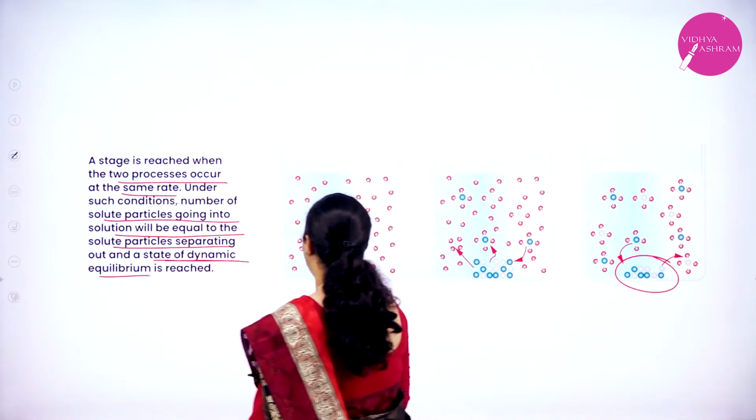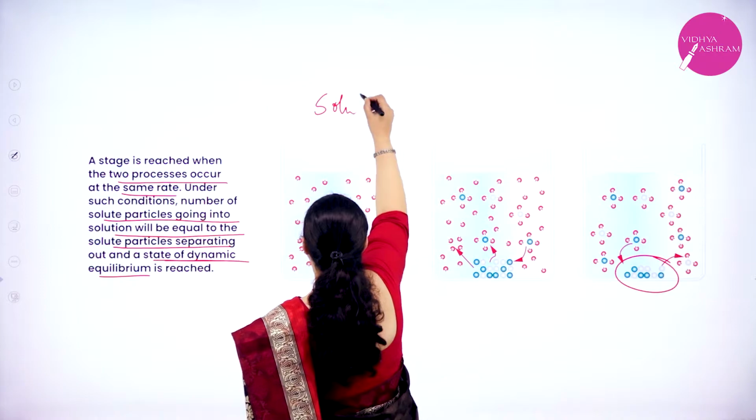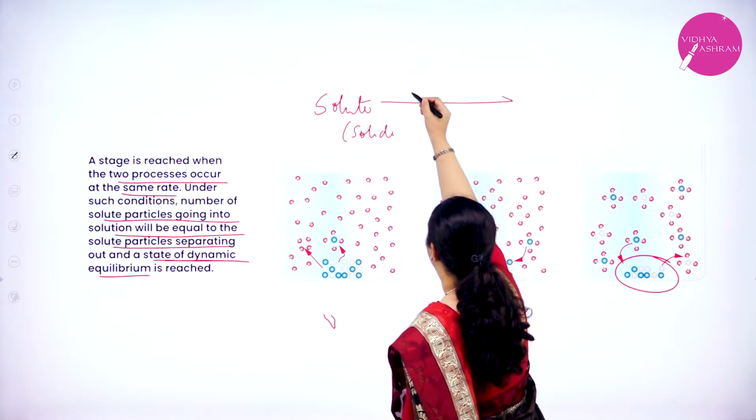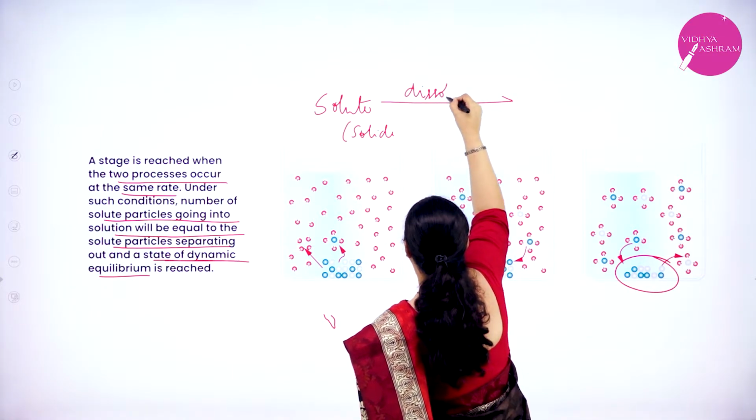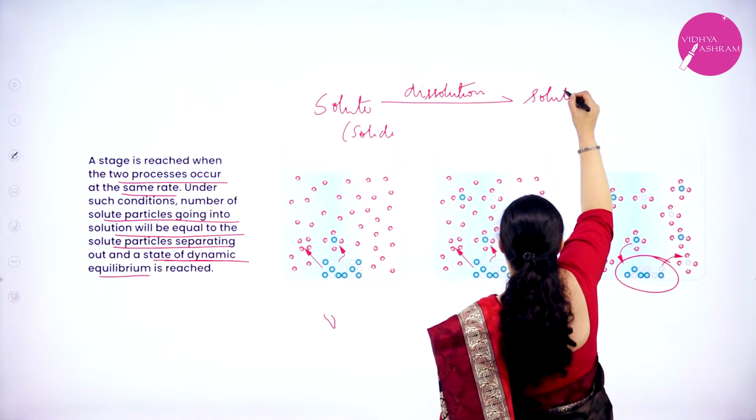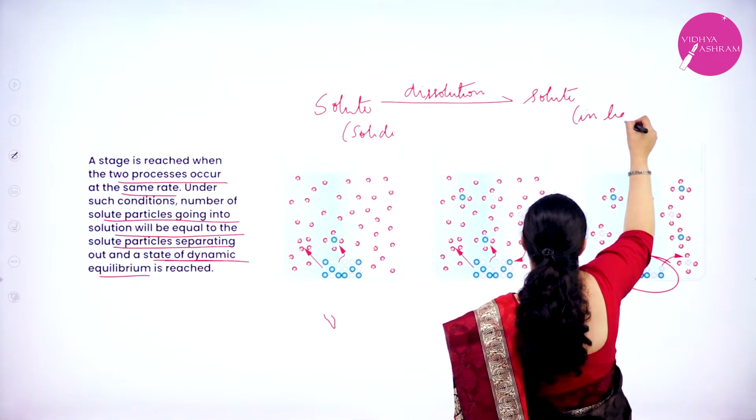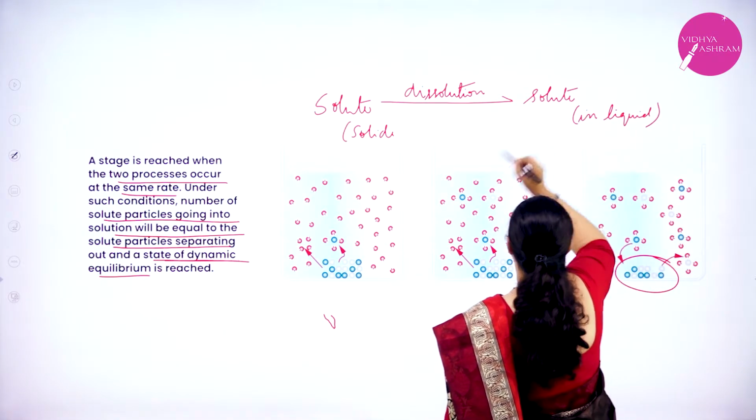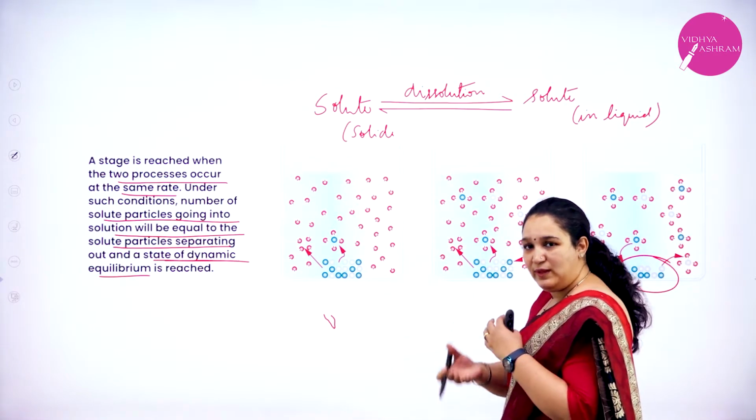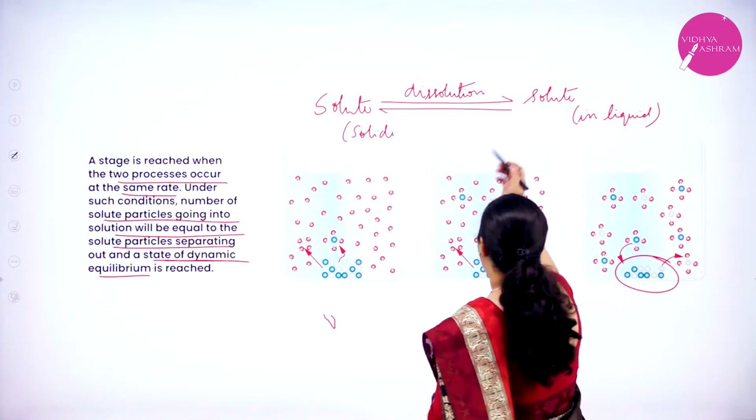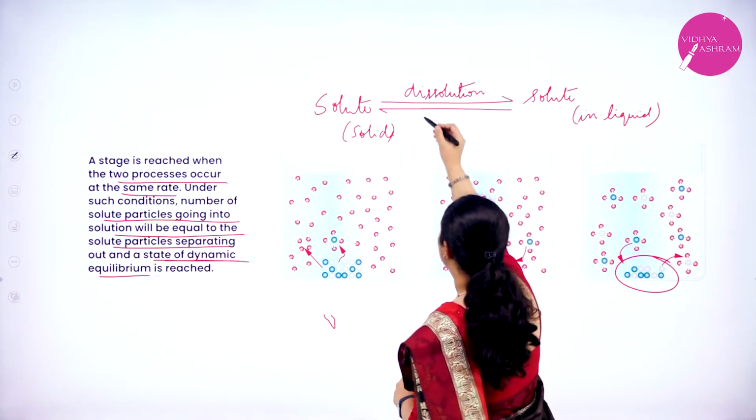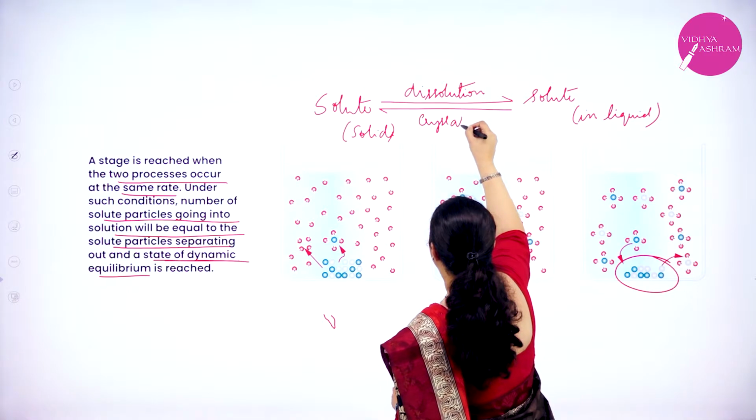So what happens here is, the solute which is in the solid state first will start dissolving. So this is the dissolution process. So the solute in the liquid state, at one point of time, they collide with one another when the concentration is going on increasing, and from the liquid state it will start coming to the solid state. That process is called crystallization.